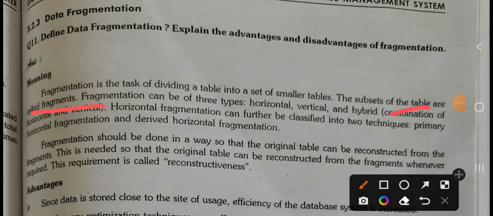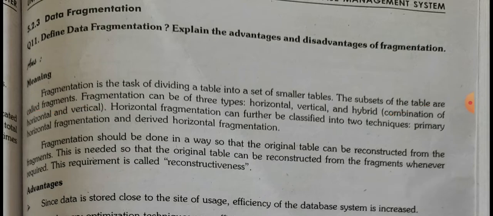But this fragmentation should happen in such a manner that it does not lose its originality. When we combine them, we should get the original data, the original table. If that is not happening, your fragmentation is not done in a good manner. Always remember that whenever we fragment a table, you should take care of all the fragmentation rules in order to get the correct data when combining them. That is the rule we follow in fragmentation.